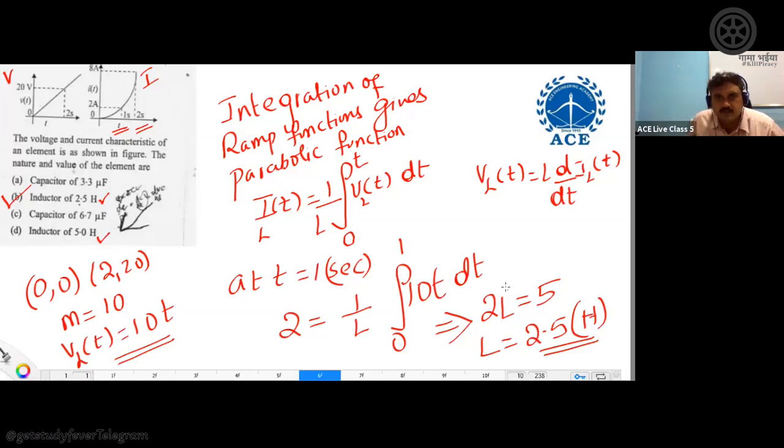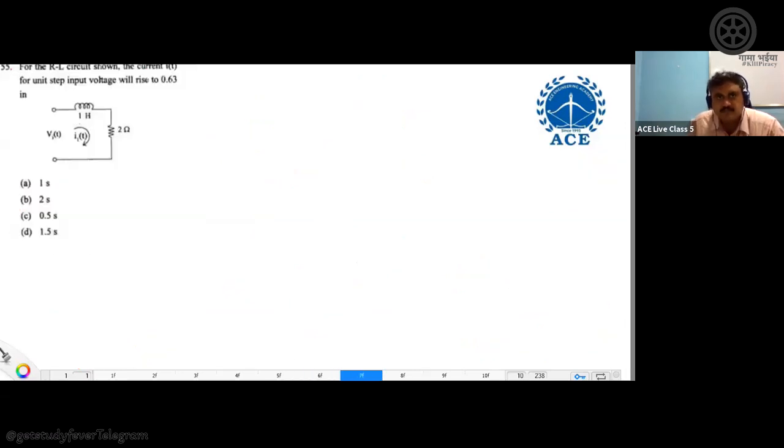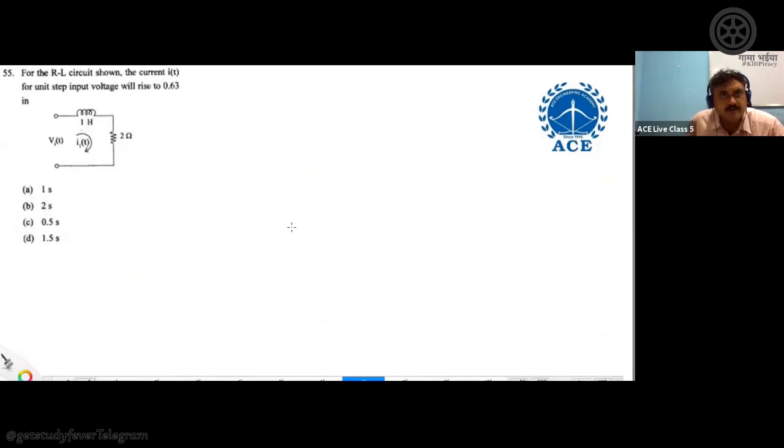Okay. Let's go to the next problem. This is also a very good question given in an ISRO paper. For the RL circuit shown in the figure, the current i(t) for a unit step voltage will rise to 0.63 in dash. How many seconds? Be very careful here. The question is a little bit twisted, not very direct. In ISRO papers, these types of questions are very common. You have to be very careful.